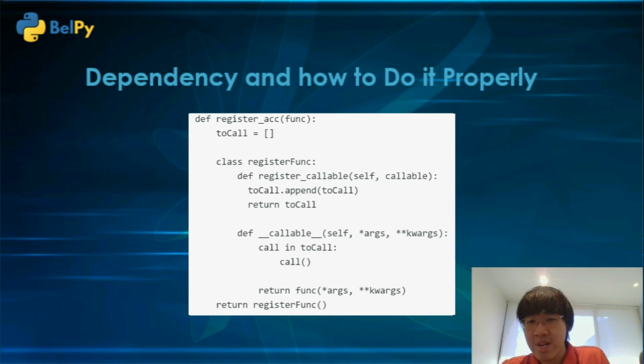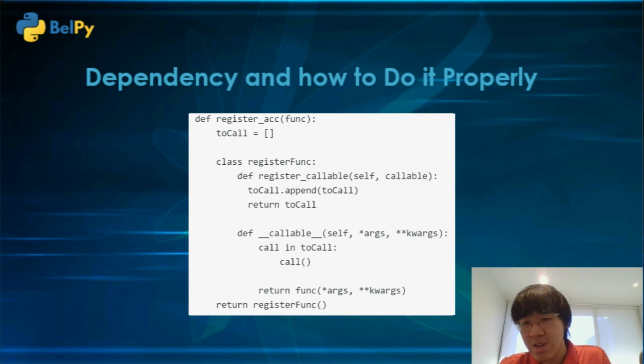And next, I'm going to talk about dependency. Dependency is another big feature and also a downside of mutability, because oftentimes we can initialize the list, let's say toCall, and we may declare a class, let's say register func. We are playing a decorator pattern here. We're defining a register callable method, using self.toCall.append(toCall), and returning the toCall method.